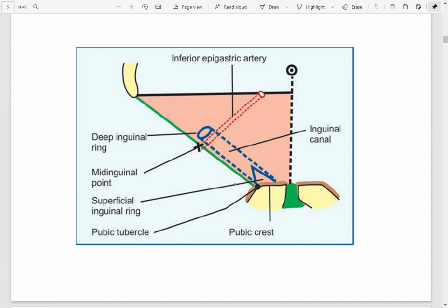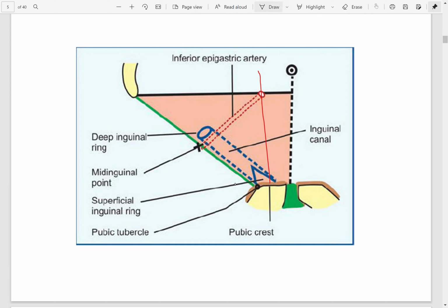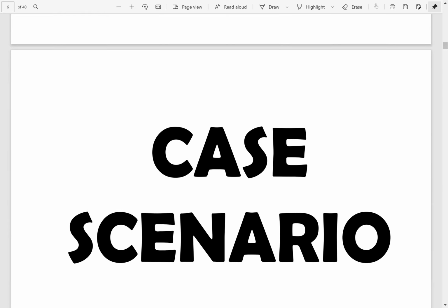So you have something known as the Hesselbach's triangle. So what the Hesselbach triangle is, you have your rectus abdominis muscle over here. Let me change the color. So you have the rectus abdominis muscle over here, the inguinal ligament over here, and the epigastric vessels over here. So this triangle is known as Hesselbach's triangle. Okay. So we'll move on to the case scenario.